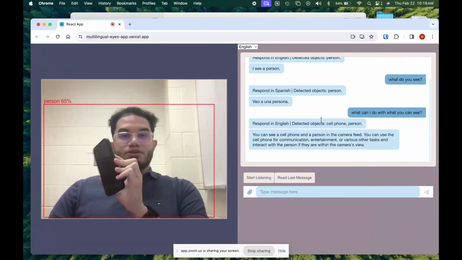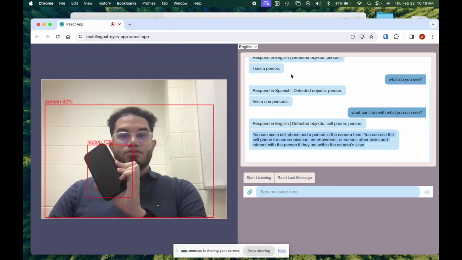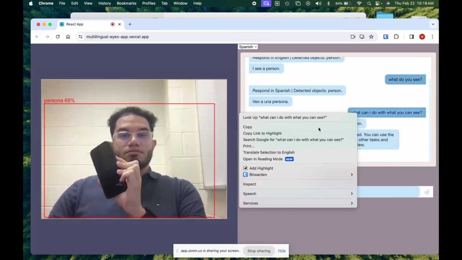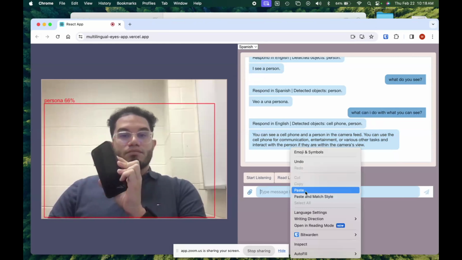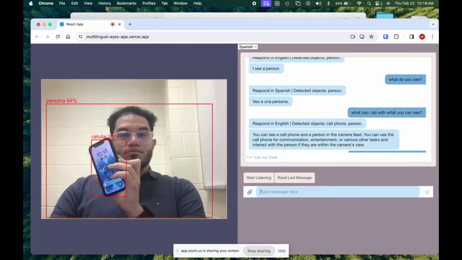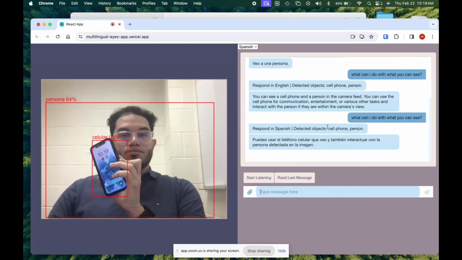Great. So right over here, you can see it detects both a cell phone and a person, and it tells me what I could do with it. Right over here is Spanish. So here's the translation in Spanish, and I'll ask the same question. Great. And its response is in Spanish.